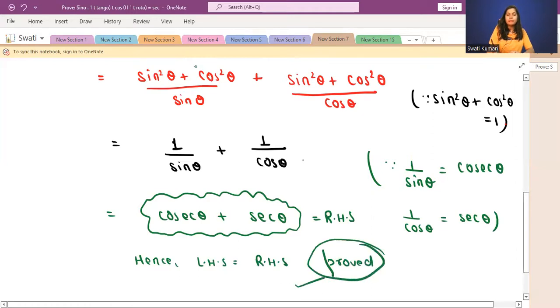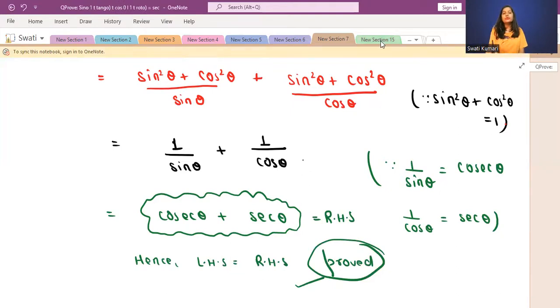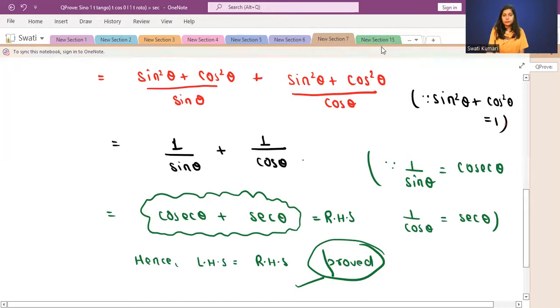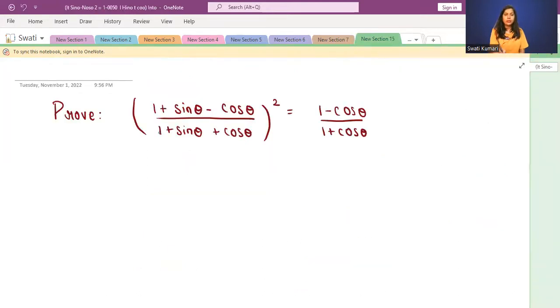So we have proved this. Okay, so this is how you can solve this particular question. Now let us go to one more question. I have taken basically two questions. Okay, so this is our second question.